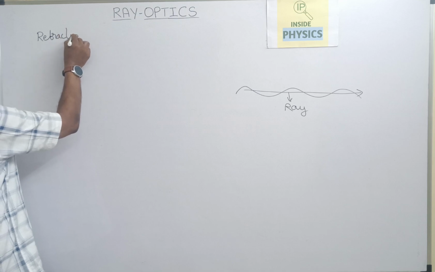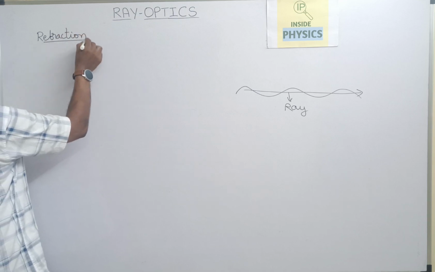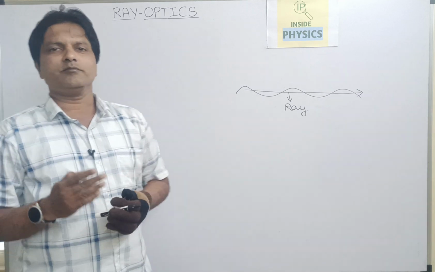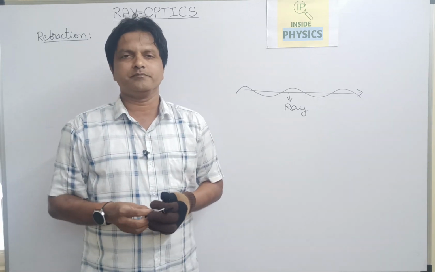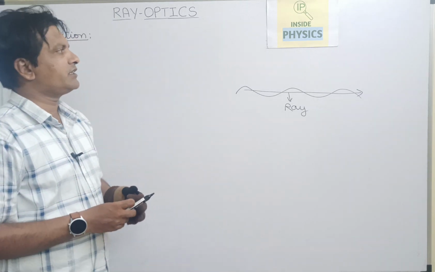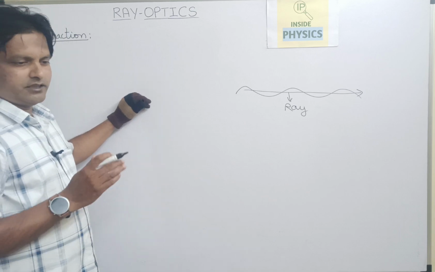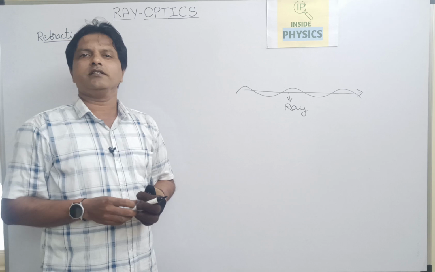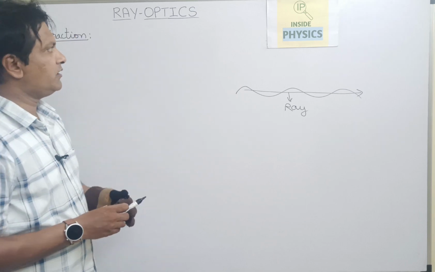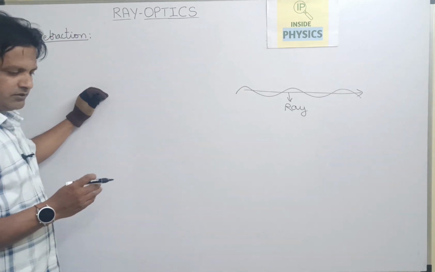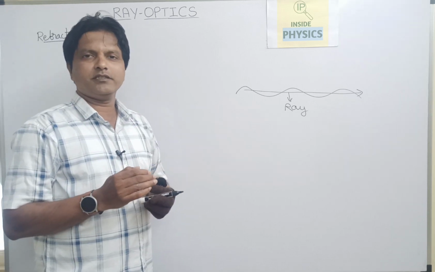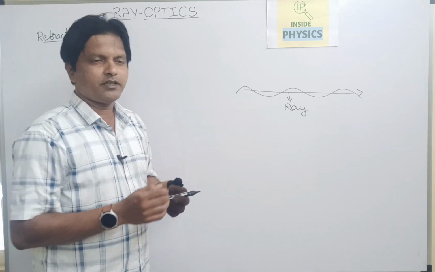What is the concept of refraction? Whenever light enters from one medium to another medium with different refractive indices, it changes its direction of propagation from its rectilinear path. This is called refraction. That means the light literally bends whenever it passes from one medium to another medium.